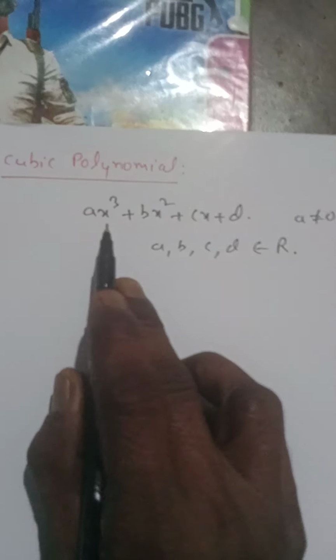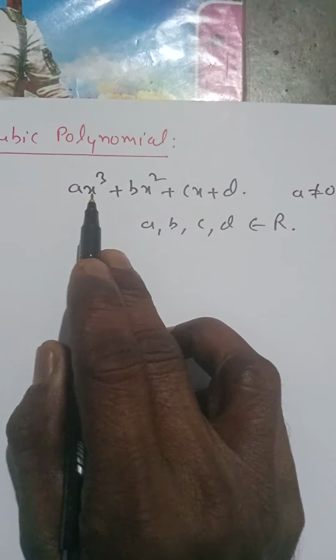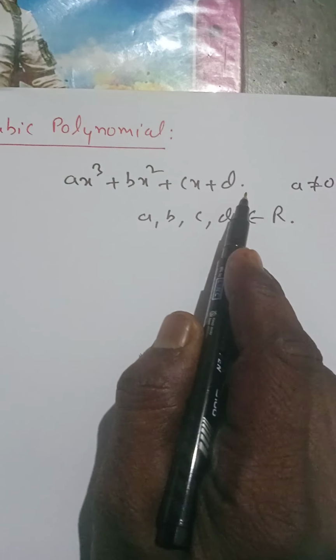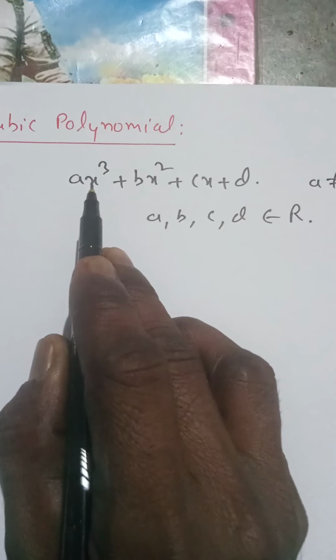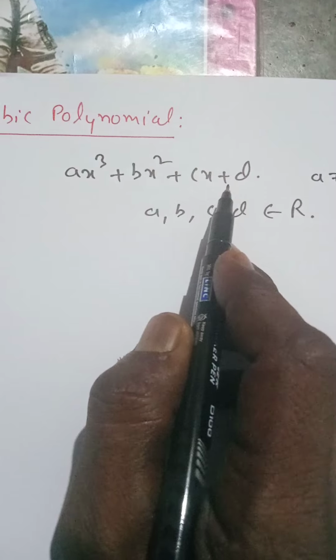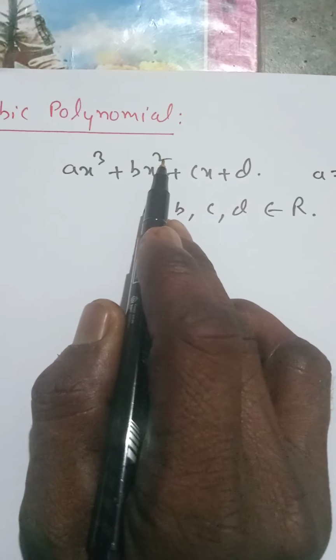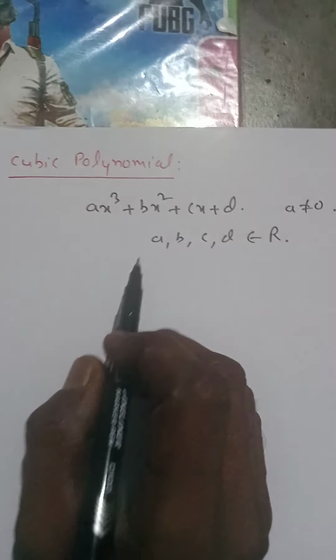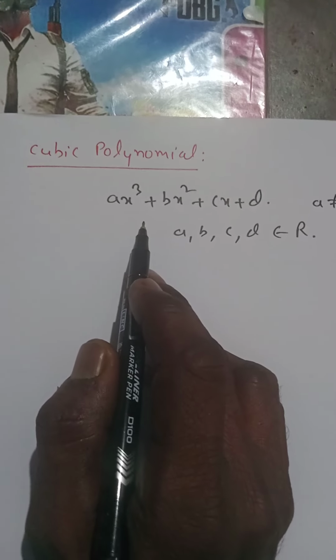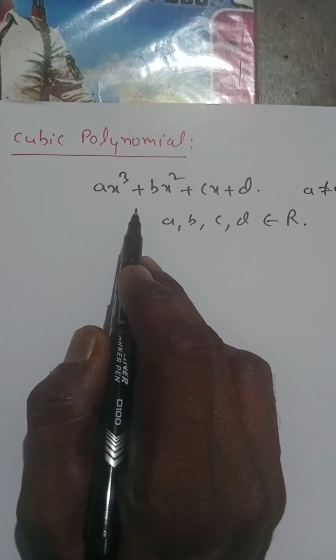Once you check this general form ax cube plus bx square plus cx plus d, no two terms are like terms. All the terms are different. Why? Because all these terms have different powers. Here the power is 3, here the power is 2. They are not equal. They are different. That's why we can say this polynomial is in the standard form.